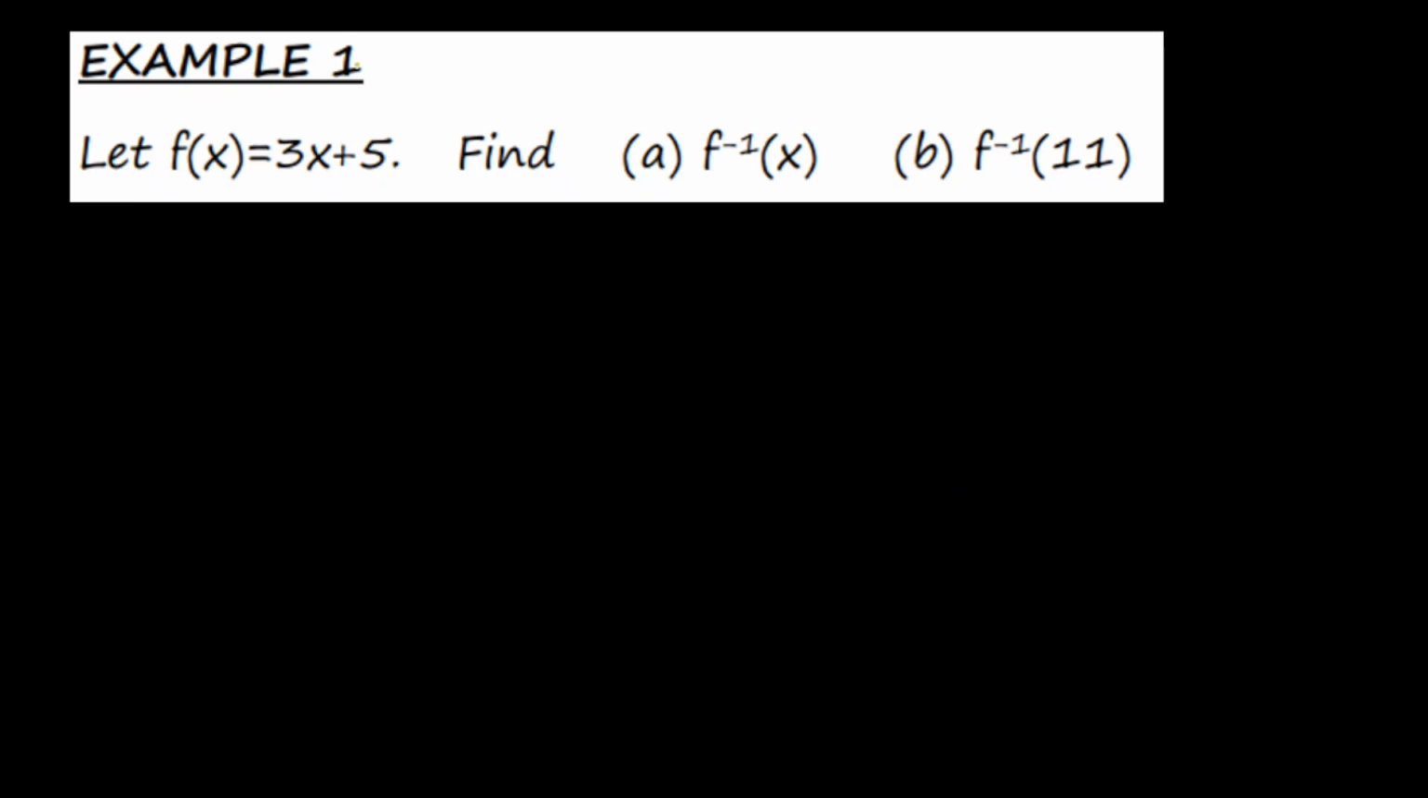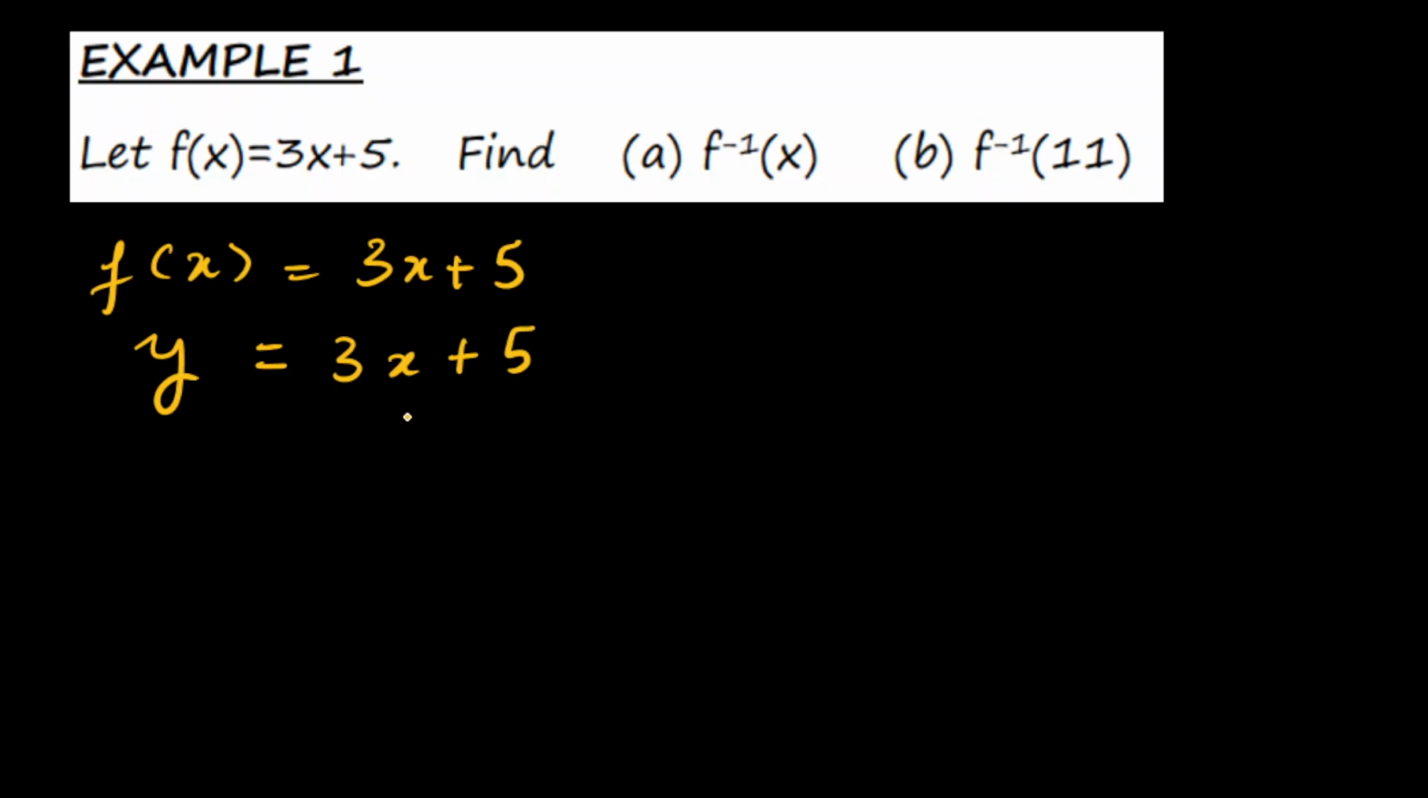Example 1. So first step, function is given to us as f(x) is equal to 3x plus 5. What was the first step I told you? Write f(x) as y. So we can write y is equal to 3x plus 5. Now the next step, we have to solve for x. This is now a linear equation in two variables. We have to solve for x.